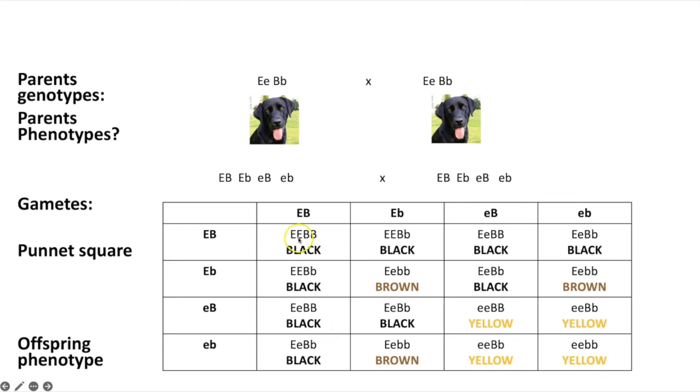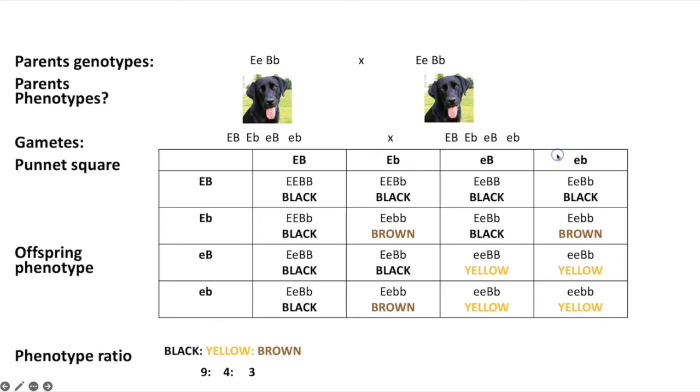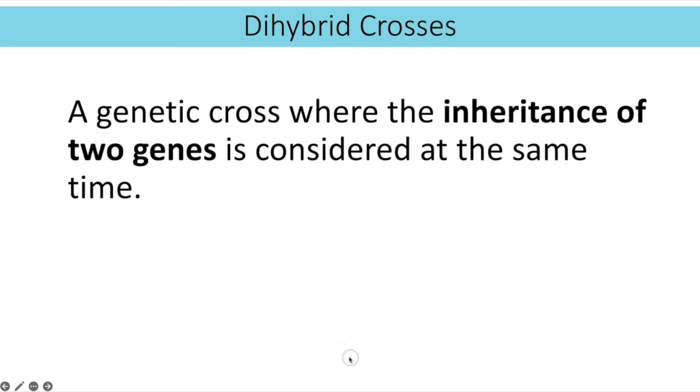So we can see here any that have a capital E are going to be either black or brown. Any that have 2 recessive E alleles will always be yellow, and it masks the expression of that second gene. So in this instance, we've got a 9:4:3 ratio of those phenotypes.